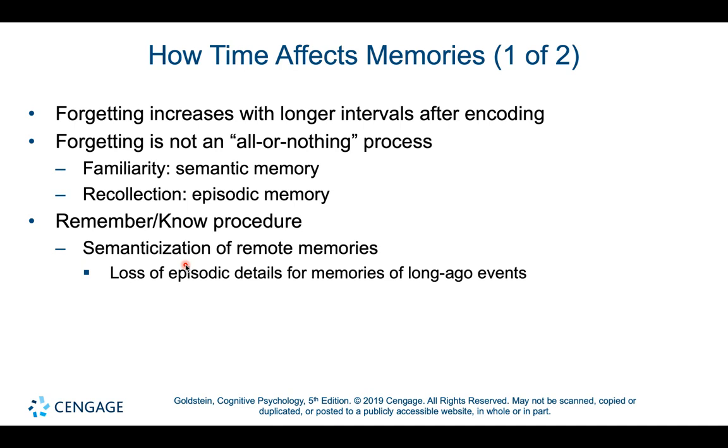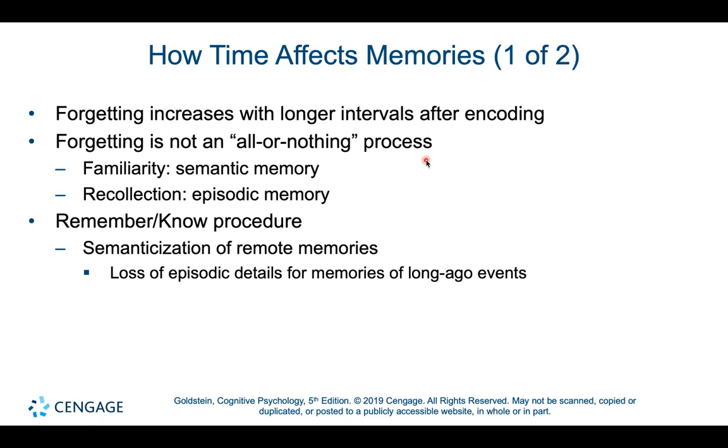So we can make a distinction between these two things, between familiarity, which is what we might refer to as a semantic memory. I'm familiar with the fact that I had my birthday at Chuck E. Cheese, versus a recollection, actually remembering the event and moments in that event. And so this distinction allows us to understand that forgetting is not an all or nothing process.